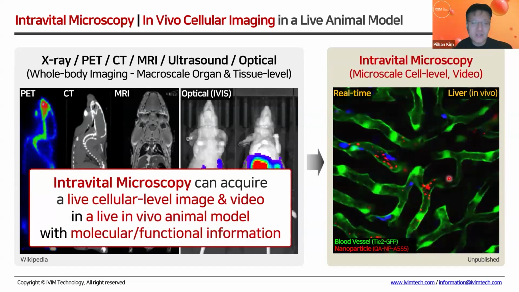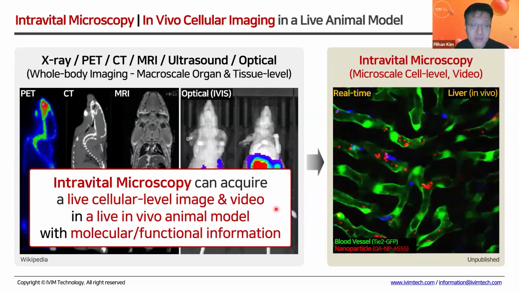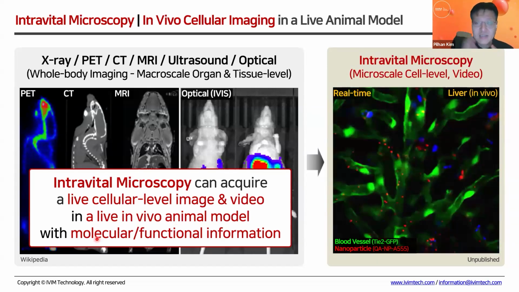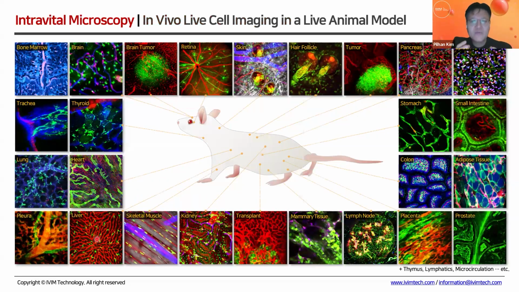In short, intravital microscopy is a very useful technique that can acquire live cellular-level images and videos in a live in vivo animal model with molecular and functional information. By using our intravital microscope, we have been able to image almost every organ and tissue, as you can see in this slide. All these images were obtained from live mouse models in vivo.